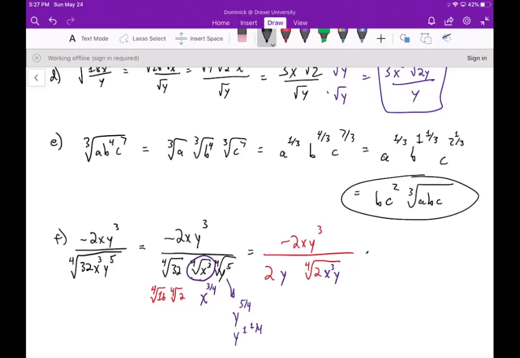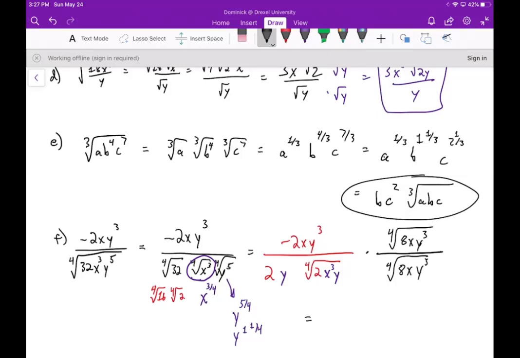So now what do I need to multiply by? Well, in order to make the 2 a perfect 4th power, I need to multiply by 8. So then I get 16. To make x to the 3rd a perfect 4th power, I need one more x. And to make y a perfect 4th power, I need y to the 3rd. So I need to multiply the top and the bottom by 4th root of 8xy to the 3rd.